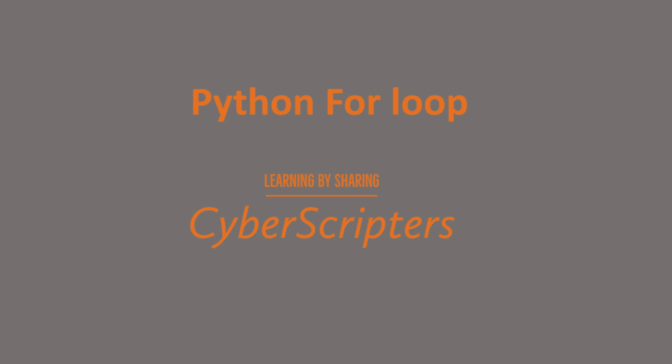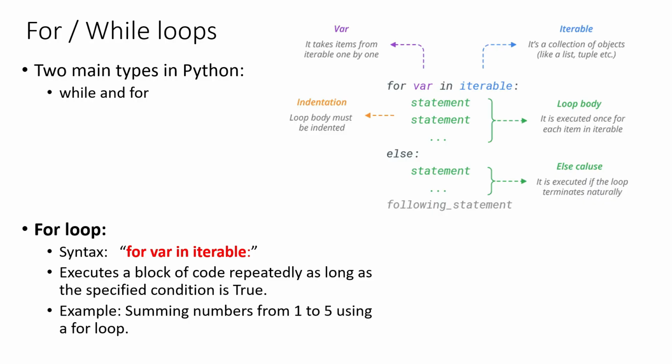In this session of Python learning, we will look at another loop, that is the for loop. In the last session, we looked at the while loop, and for loops are very similar to while loops, but there are some subtle differences that we will look into. So first, let's look at the general syntax. The general syntax is: for a variable name in iterable.